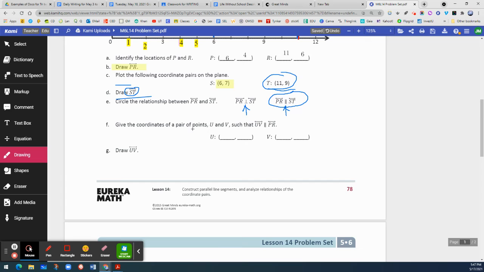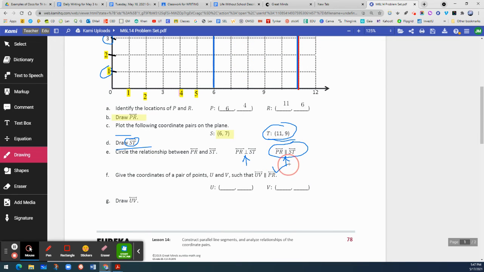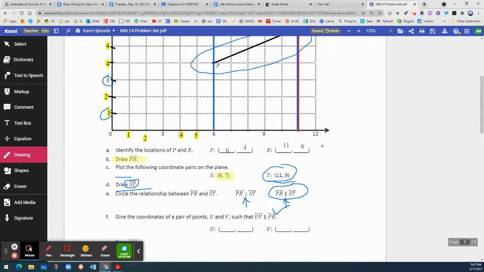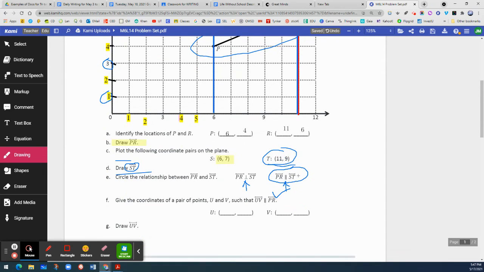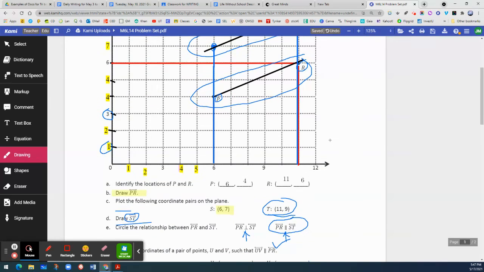Give the coordinates of a pair of points, U and V, such as segment UV, parallel to segment PR. So we have to create one line that is parallel. It says the pair of points parallel to PR. So where is PR? PR is right here. So we have to build another one that is parallel to that one.